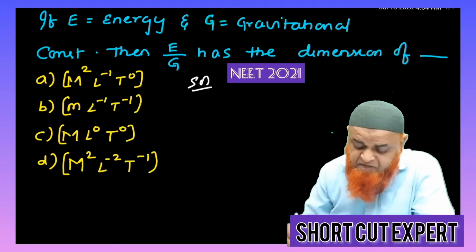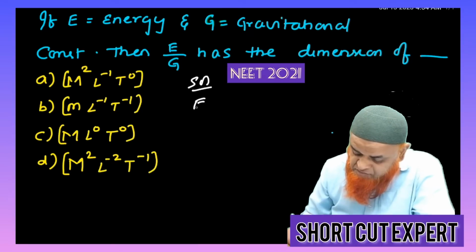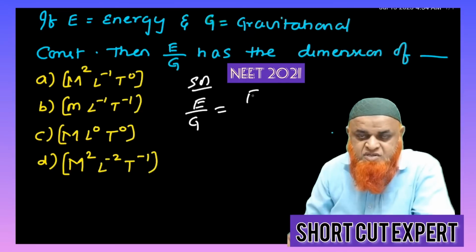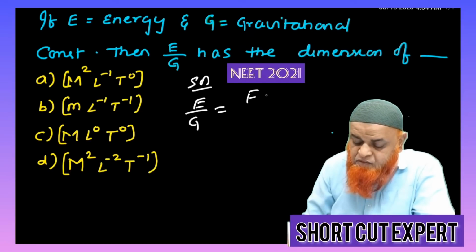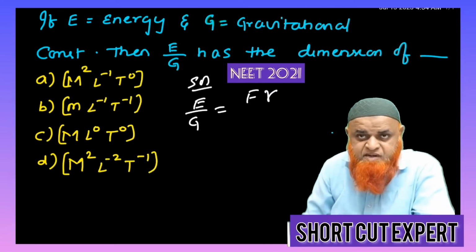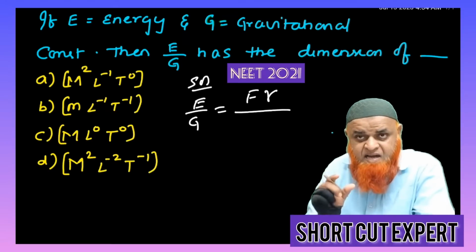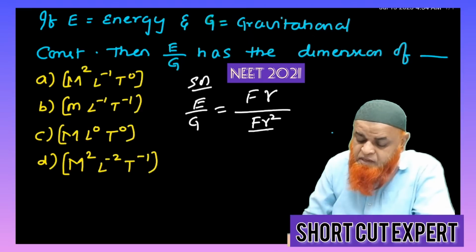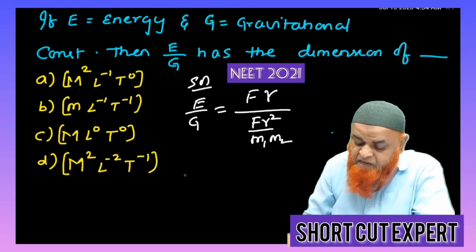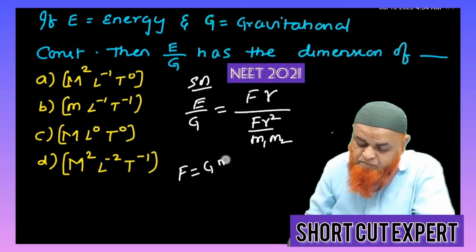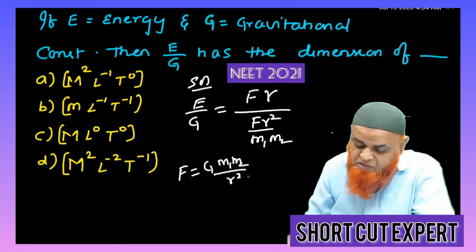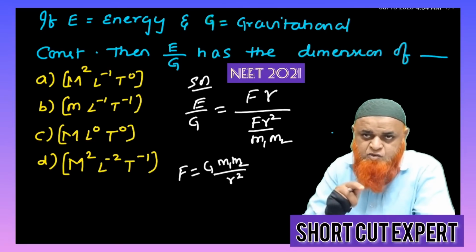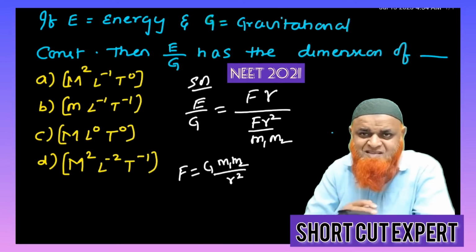So he's asking us to find out the dimensional formula for energy by gravitation constant. Energy is considered to be E and gravitation can be taken as G here. Energy means force into displacement. Let us take displacement as R. And here gravity means G is equal to Fr square by m1 m2, because F is equal to G m1 m2 by R square. So I am taking G as Fr square by m1 m2. That's it. Your answer is ready.